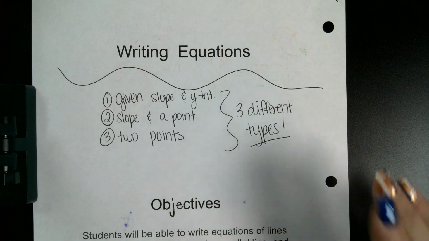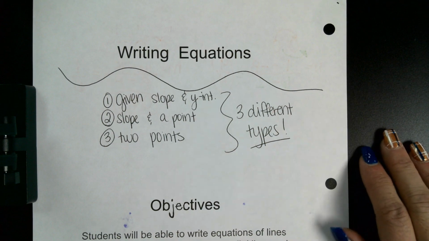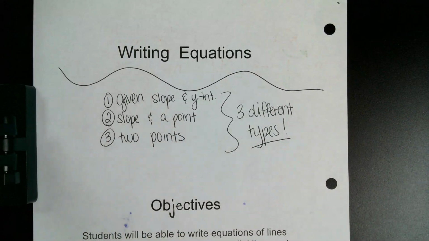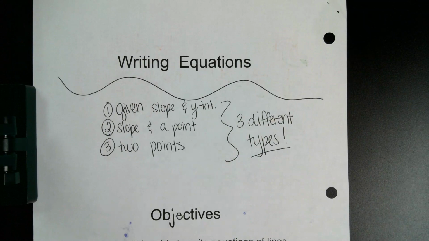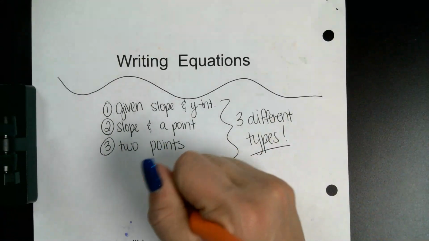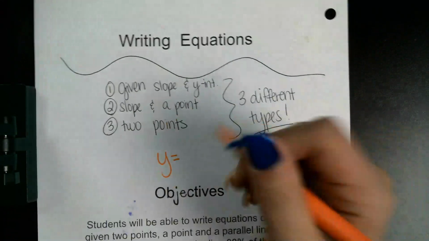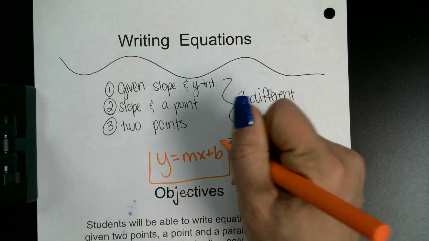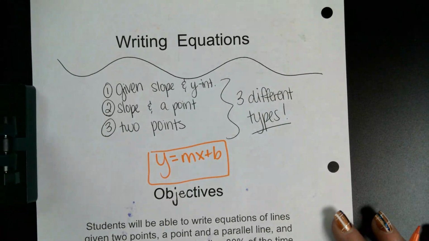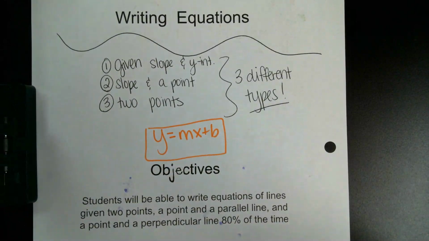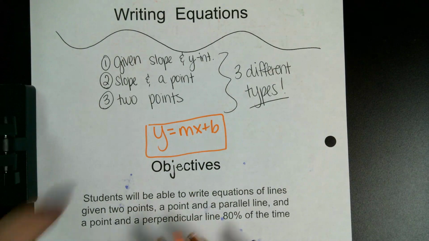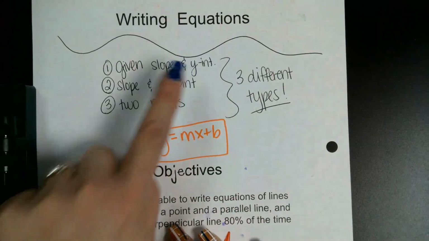We're going to be doing this for at least 2 days. We're going to write equations today of lines, okay, in slope-intercept form. So we are going to be writing them in this form, the y equals mx plus b. Okay, now the easiest kind of problem is if they were to give us both the slope and the y-intercept.